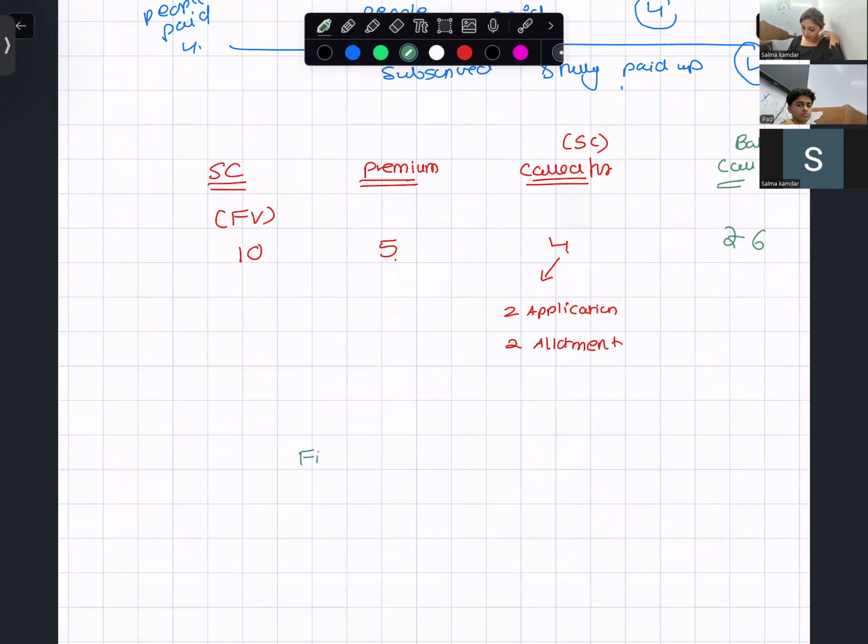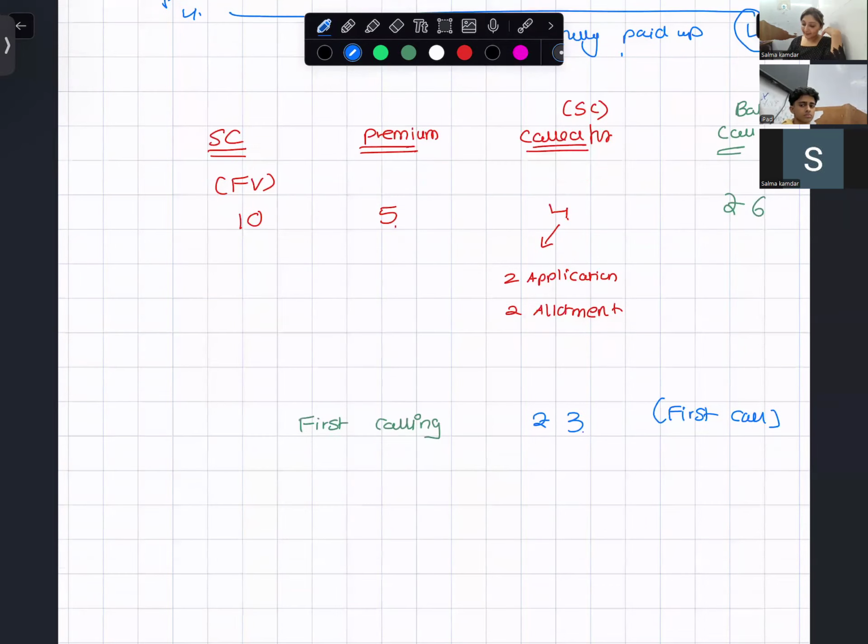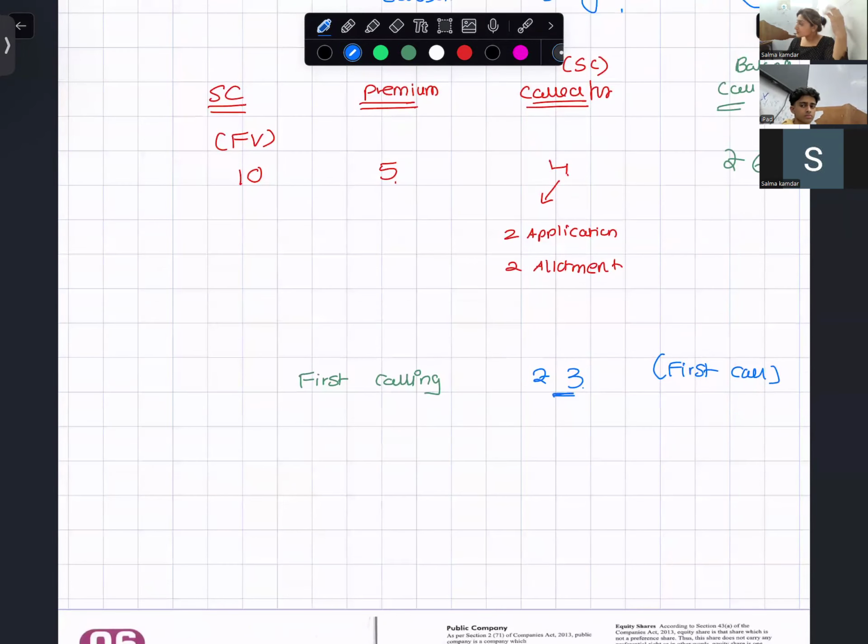Now understand, I make a first call. That means first time I'm calling for the money. What am I calling for? I'm first time calling for the money and I'm calling rupees 3. Okay. So this becomes my first call. Now understand, I have called for the money, but the people have not paid me. I have called for this rupees 3, but they have not paid me.